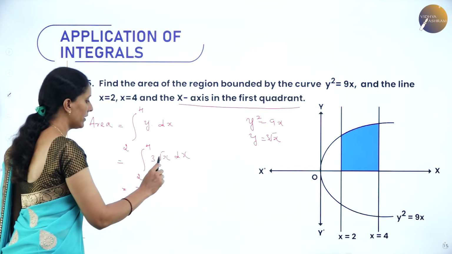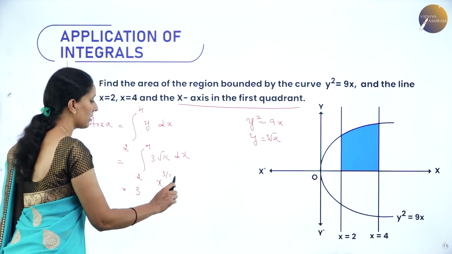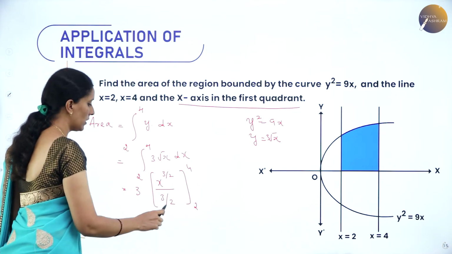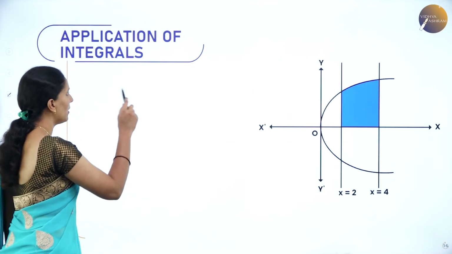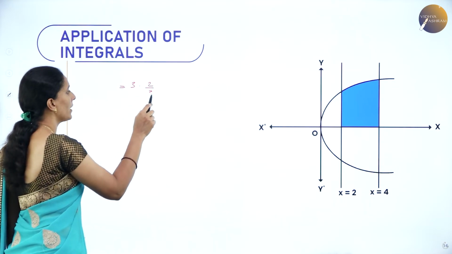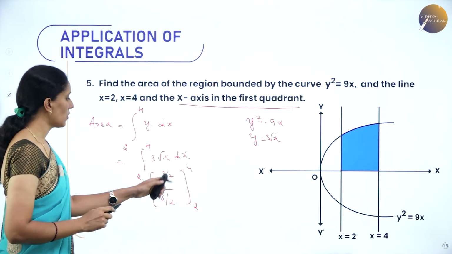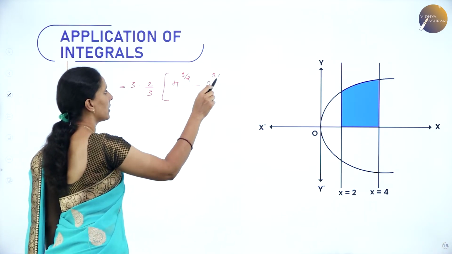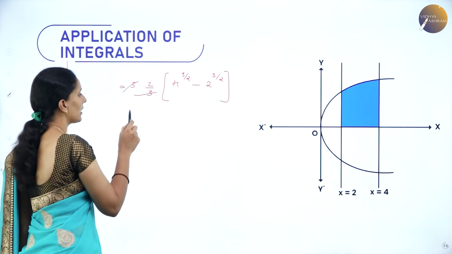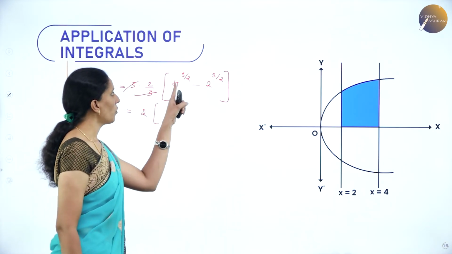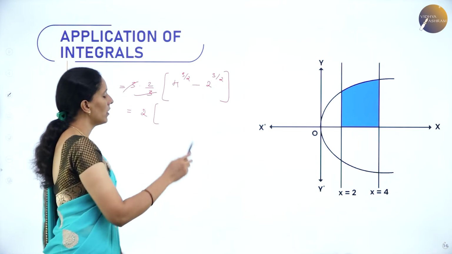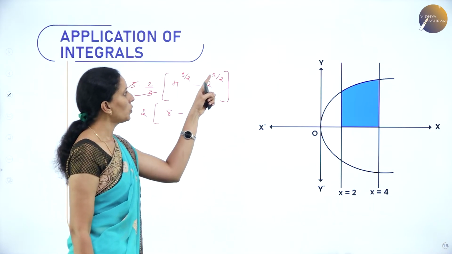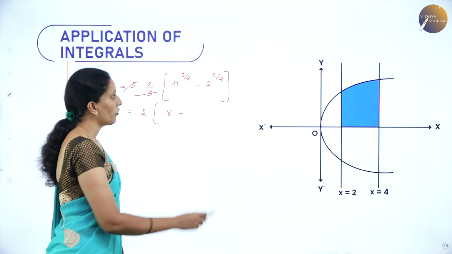and 3 outside. So root x becomes x to the power 3 by 2 by 3 by 2. Apply the limit 2 to 4. So take 3 outside here, then it becomes 3 into 2 by 3. If you apply the limits, it is 4 to the power 3 by 2 minus 2 to the power 3 by 2. So 3 gets cancelled. So 4 cube is 64, 64 square root is 8. Next here you have 2 cube is 8. Square root of 8 is 2 root 2.